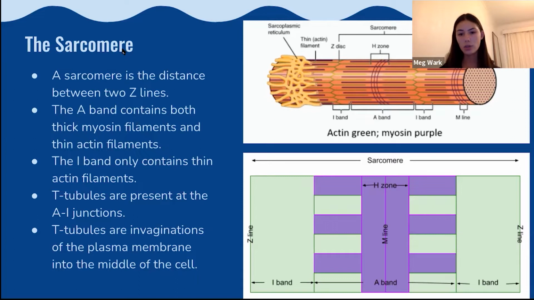Then the T tubules, they are present at the AI junctions. So where you have the A and the I bands intersecting, you'll have a T tubule that comes down. And T tubules are just invaginations of the plasma membrane. So you've got the plasma membrane, which is straight like this, and then this is a T tubule where it folds in on itself.